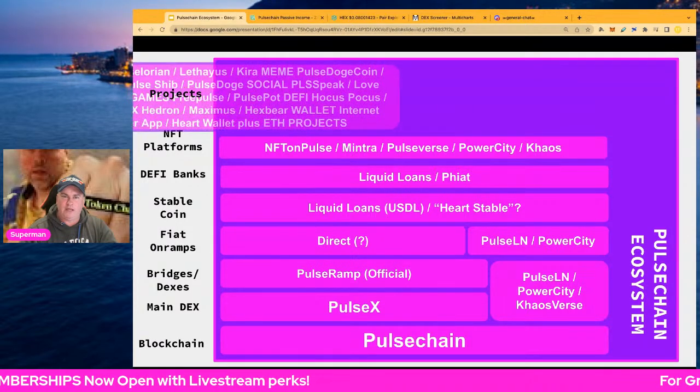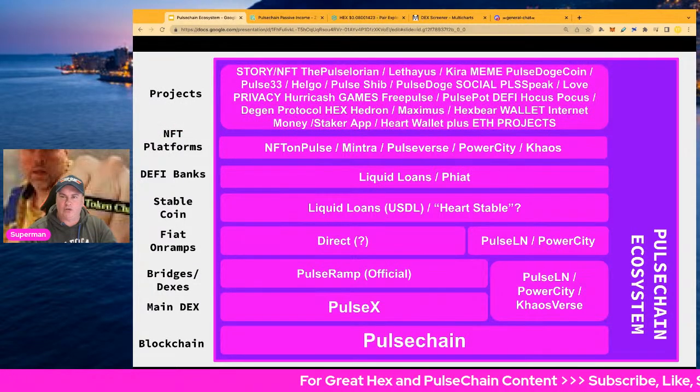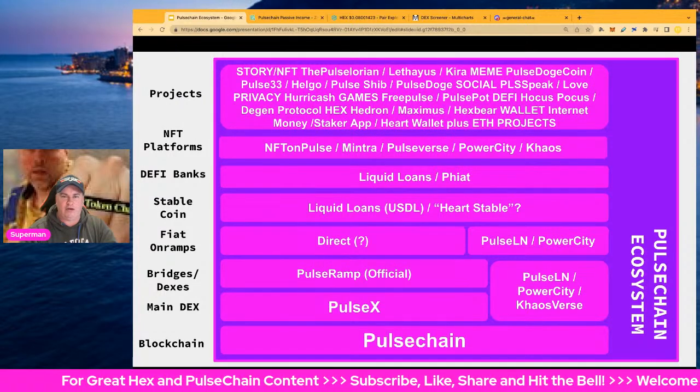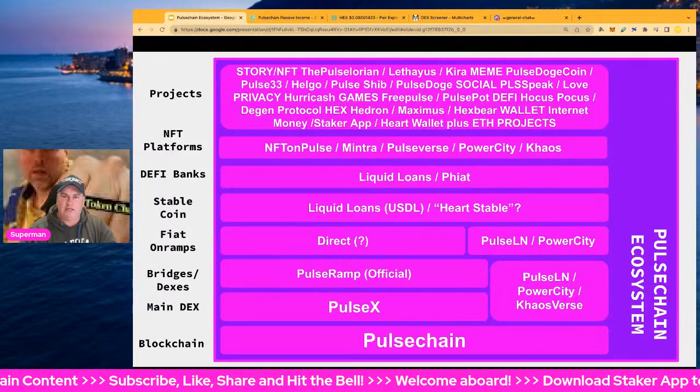Here we go. And there is a ton of them. We've got Story NFTs, we've got the Pulsechain, Lithias, Kira, and of course some of these also have airdrops. We've got meme tokens, Pulse Dodge Coin, Pulse 33, Algo, and of course some of these have other features to them as well, not just a meme coin.